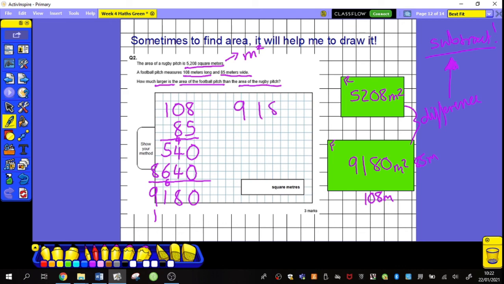So 9,180 subtract 5,208. Oh, not happy with that line. Okay. 0 take away 8 doesn't work, so I'm going to exchange from the next column. 10 take away 8 is 2. 7 take away 0 is 7. 1 take away 2 again doesn't work, so I'm going to exchange from the next column. 11 take away 2 is 9, and 8 take away 5 is 3. So the difference is 3,972 square metres.